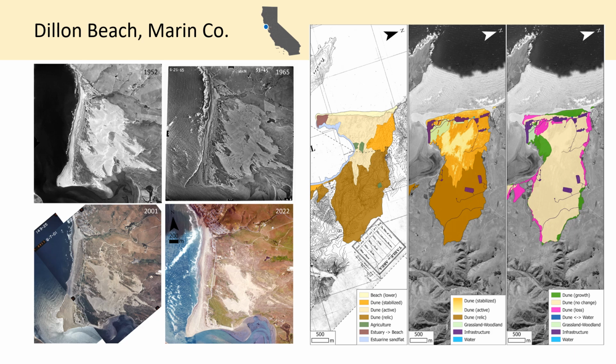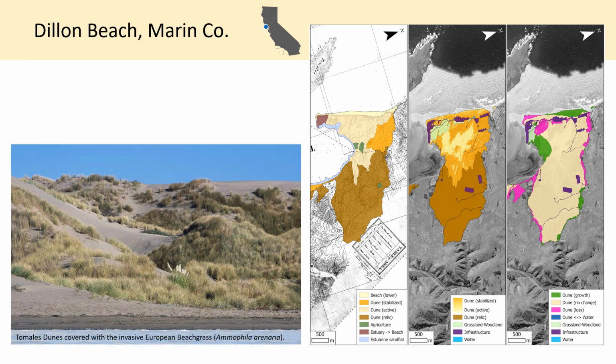There was also a significant amount of sand mining. I think over 1 million tons of sand were mined from the mobile dunes in the 1970s, further causing the loss and destruction of the dune ecosystem in this area. And here is an image of the dune field today with the invasive European beach grass.